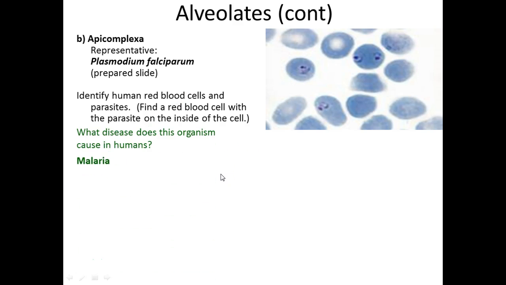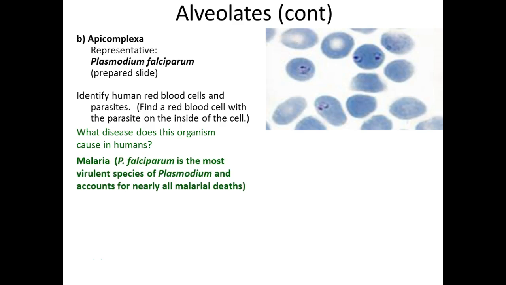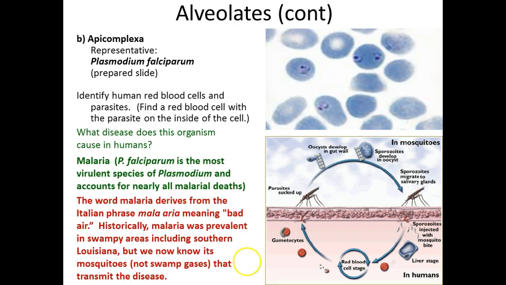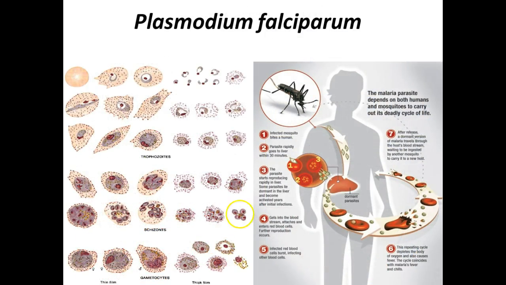So as we said, this causes malaria. Plasmodium causes malaria. And the mosquito is the vector that transmits it between humans and animals. And important parts of the life cycle happen actually in the mosquito. Asexual reproduction happens in us. Sexual reproduction happens in the mosquito.